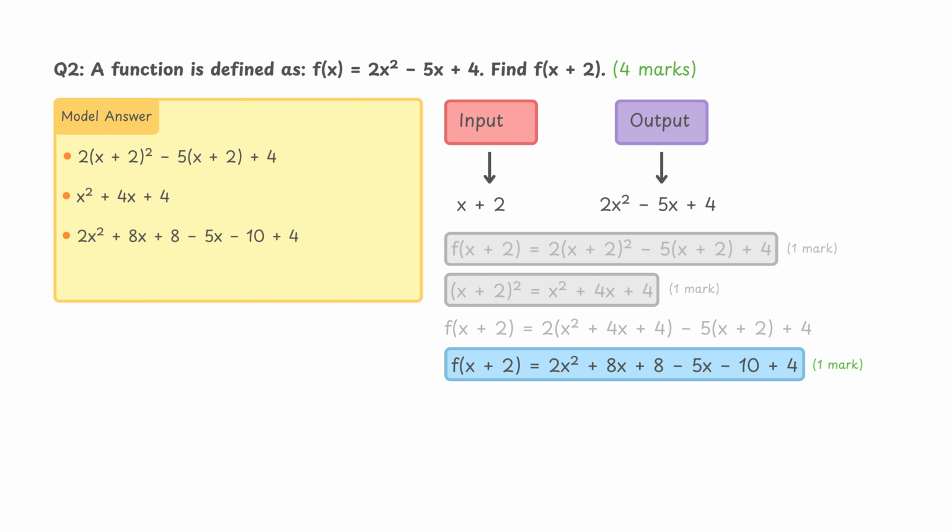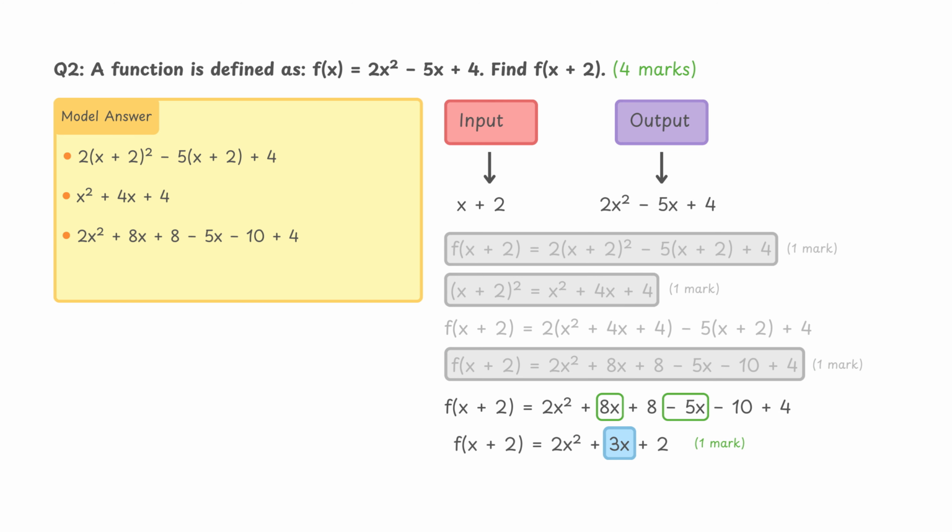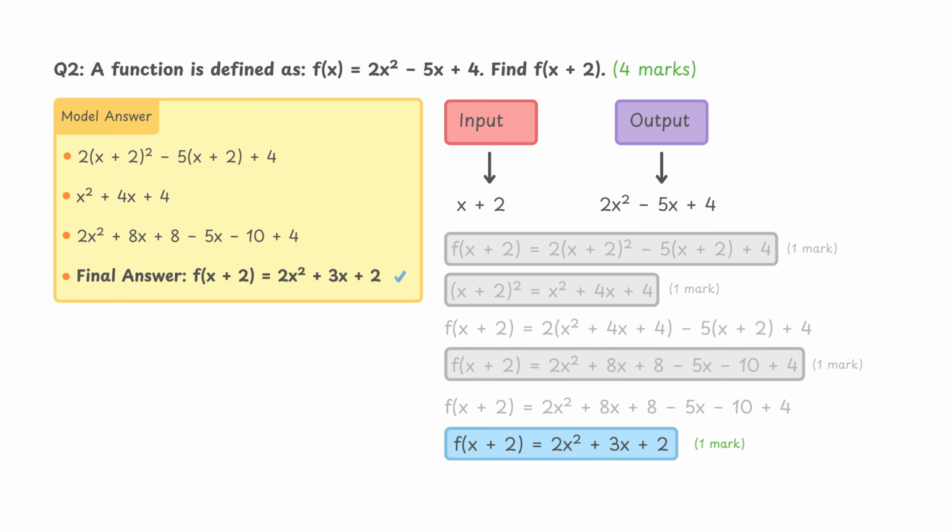Now we simplify by collecting like terms. This is where everything comes together. First, look at the x terms. 8x minus 5x equals 3x. Next, look at the constants. 8 minus 10 plus 4. 8 minus 10 equals negative 2. Negative 2 plus 4 equals 2. So now we write the final expression. F of x plus 2 equals 2x squared plus 3x plus 2. That is our final answer.